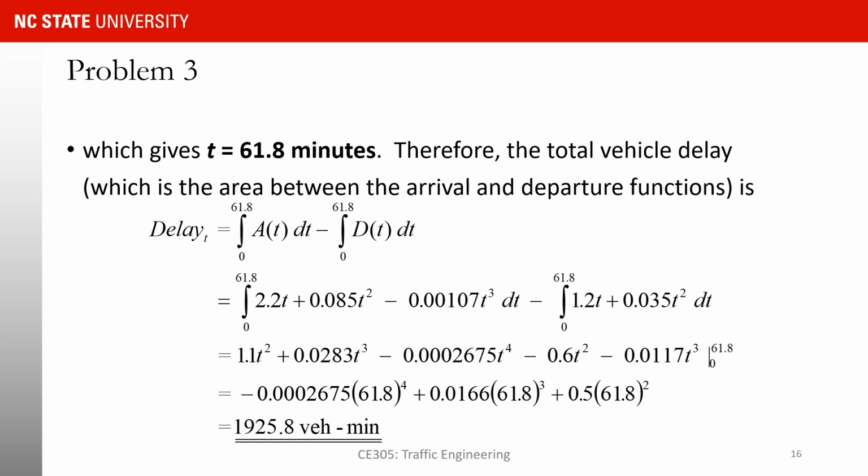If you want to find delay, you just need to find the integral of A(t) dt from 0 to 61.8 and subtract the integral of D(t) dt from 0 to 61.8 from it, and that, if you do all the math, is going to give you 1925.8 vehicle-minutes.